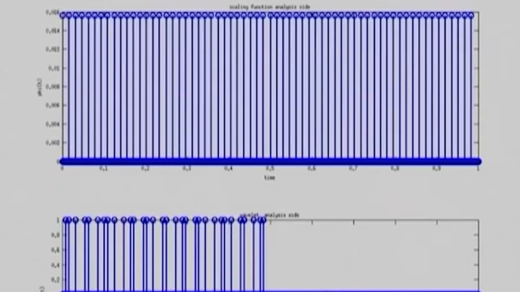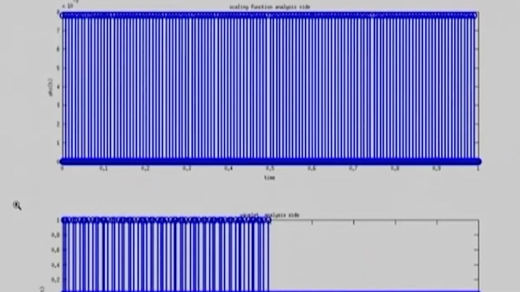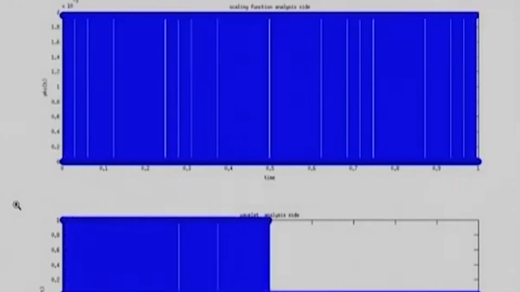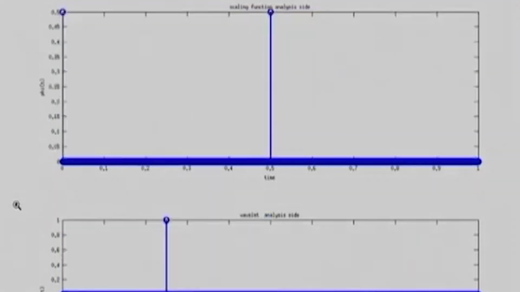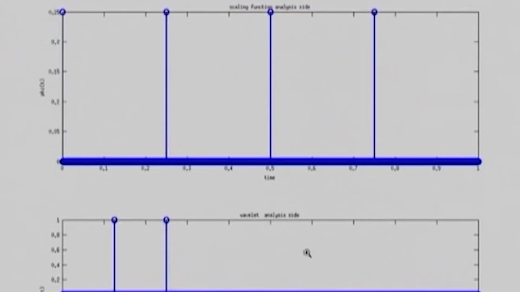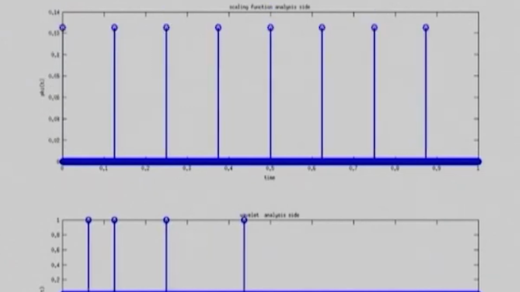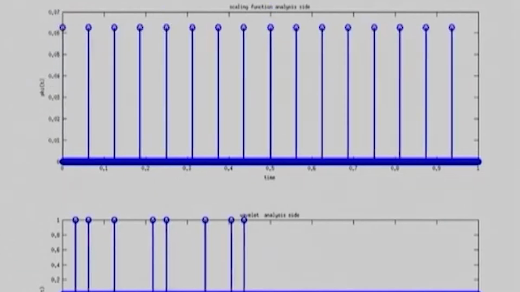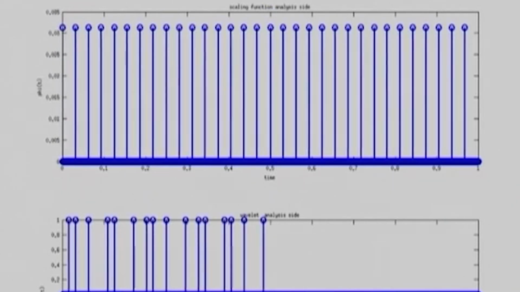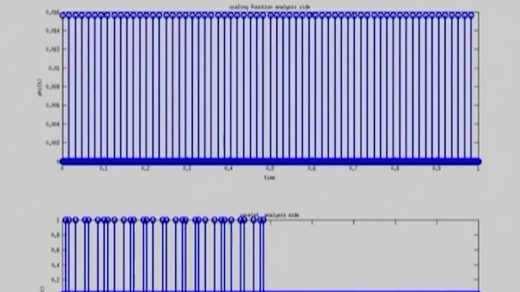So going this way, what we get is a better approximation for phi of t. And the simulation below shows how we get the wavelet function. So the wavelet function essentially looks like this, and once we keep adding more and more dilates of phi of t, we get a better approximation for it. So this is how we construct the wavelet and scaling function for the Haar filter bank. Thank you.